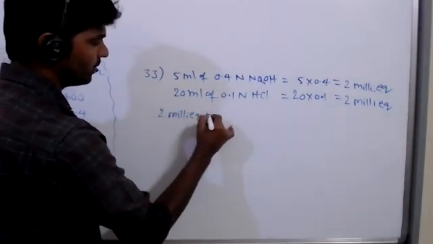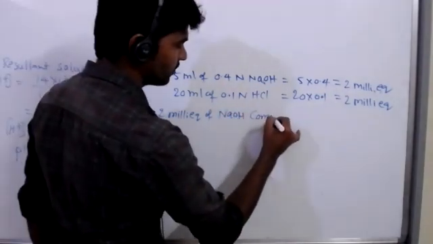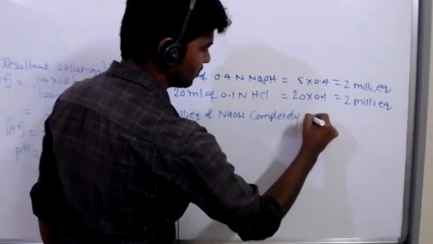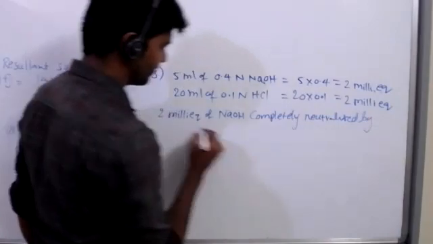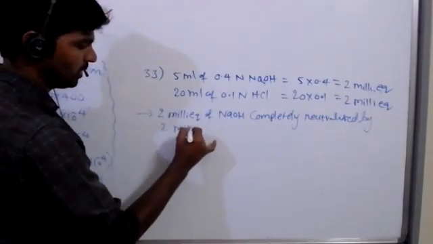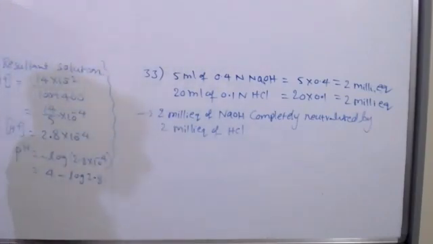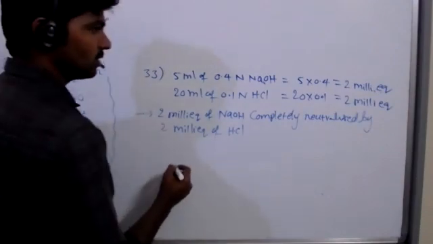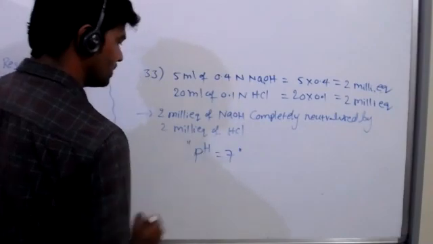2 milliequivalents of NaOH completely neutralized by 2 milliequivalents of HCl. So here there is no excess of any acid or base, completely neutralized. What is pH now? Sir, 7. 7. So salt is formed, so pH is equal to 7. Solution is neutral.